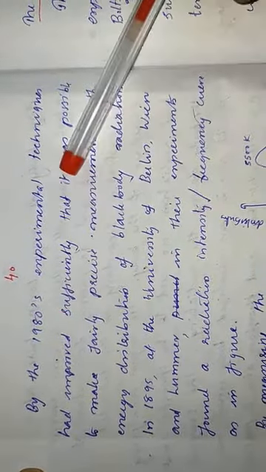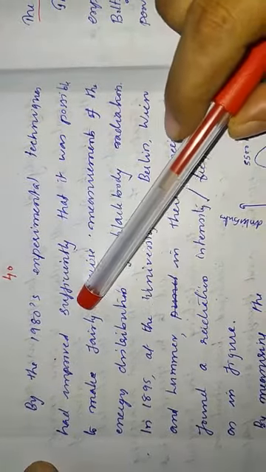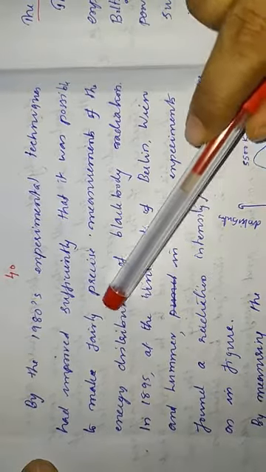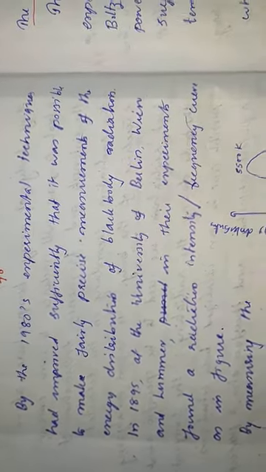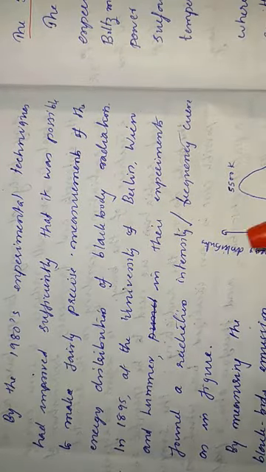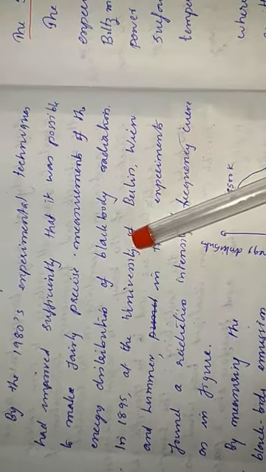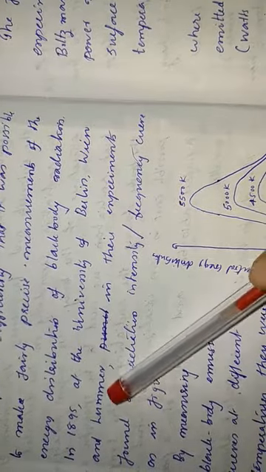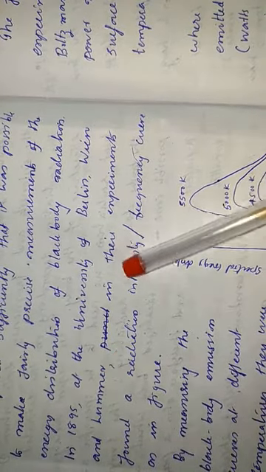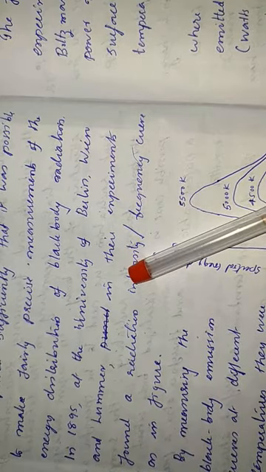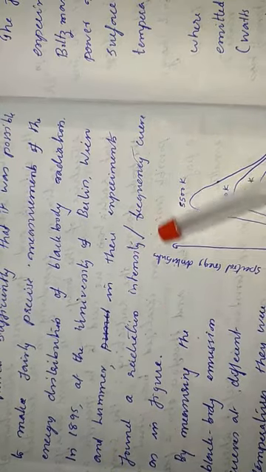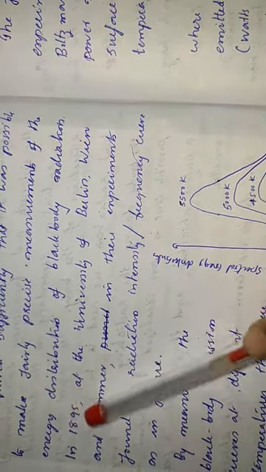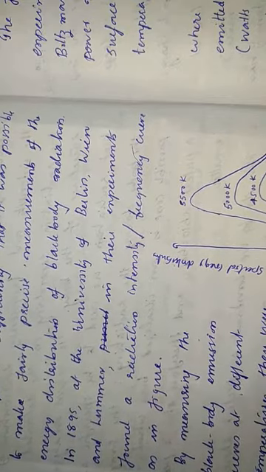By the 1980s, experimental techniques had improved sufficiently that it was possible to make fairly precise measurements of the energy distribution of black body radiation. So the techniques had improved by the 1980s, and we could measure the energy distribution of black body radiations. In 1995, at the University of Berlin, Wien and Lummer found in their experiment a radiation intensity frequency curve as in the figure. I have to check that this is 1895, I think.